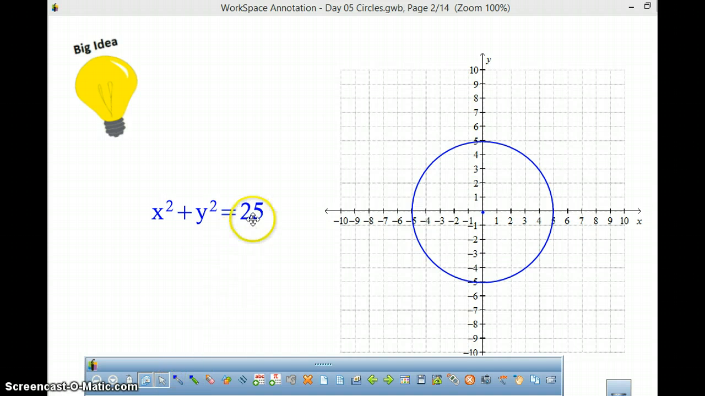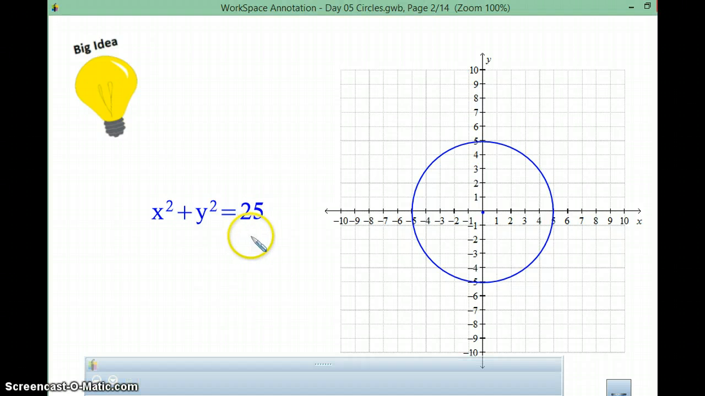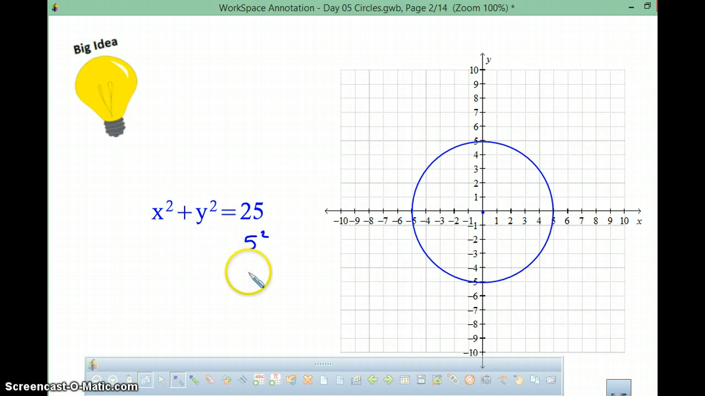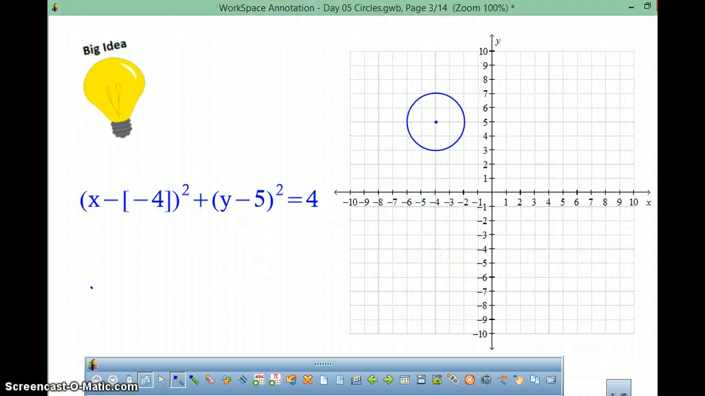Well, hopefully you can see that the radius of this circle is 5. And you see a 5 here because that 25 is just 5 squared. So you can also think of that as being the radius squared. So the equation of a circle which has a center at the origin is x squared plus y squared equals r squared.